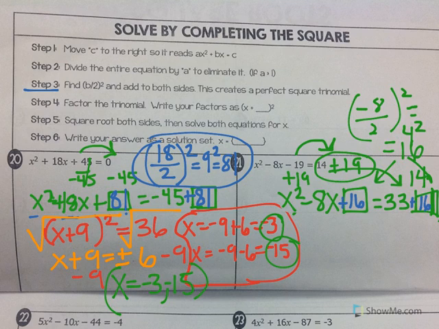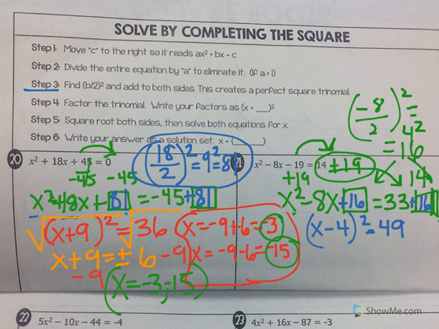So when you factor this, this is a perfect square trinomial. So you need something that multiplies to be 16 and adds to be negative 8. So obviously that's going to be a negative 4 and a negative 4. So your factors are x minus 4 squared. And then when you add 33 plus 16 on the other side, you're going to get 49.